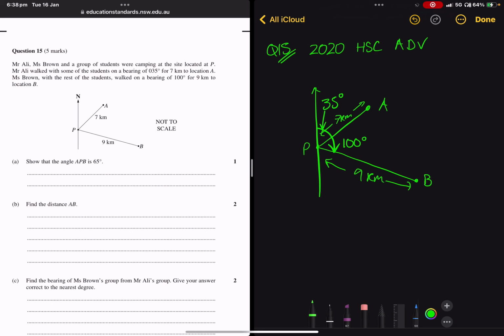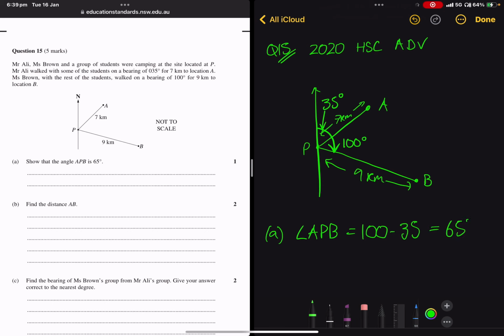So we have to show that angle APB is equal to 65. Well, angle APB is the angle formed by starting at A, moving to P, and then moving to B. Now, because we've been given the two bearings, we know that angle APB is going to be the difference between them. We were told this angle is 35 and this angle is 100. That means angle APB, when added to 35, must give us 100. So this is just going to be the difference. This will be the bearing to B, which is 100, minus the bearing to A, which is 35.